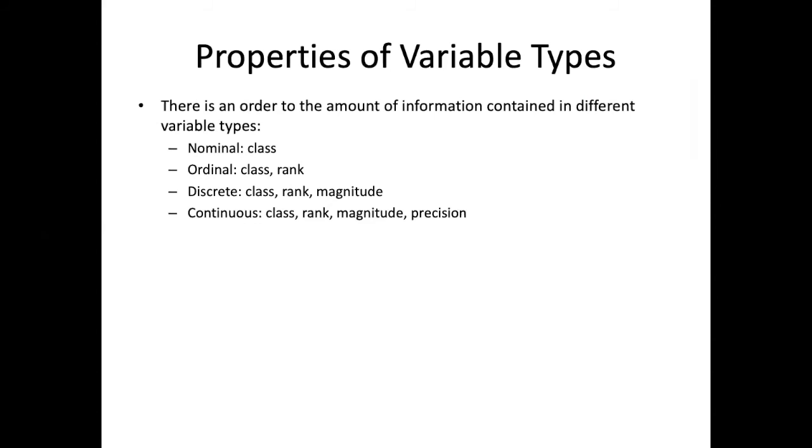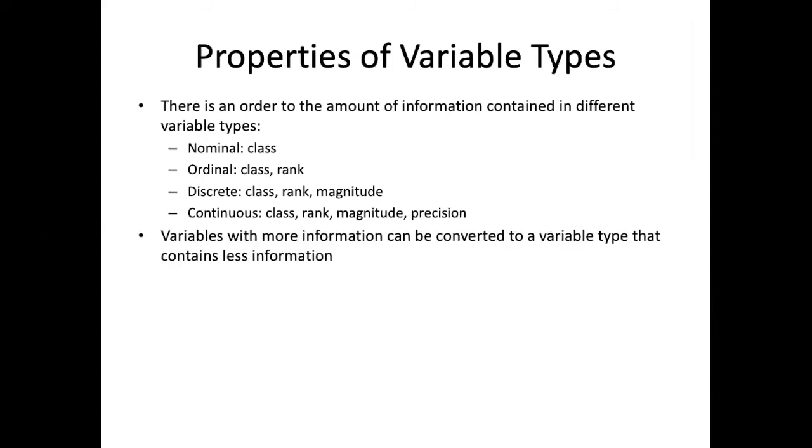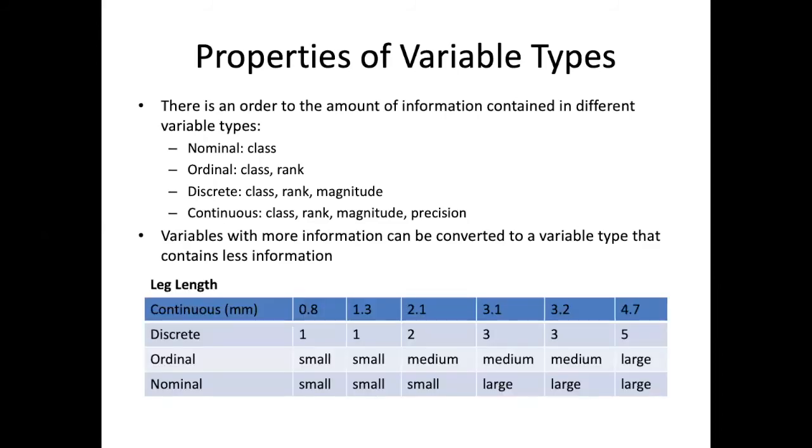Discrete numeric variables also include information about magnitude, but not precision. So variables with more information could possibly be converted in retrospect to a variable type that contains less information, but we can't go in the opposite direction.